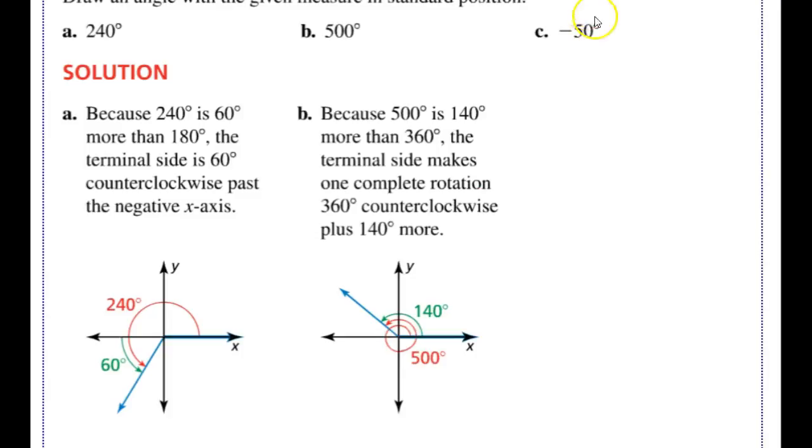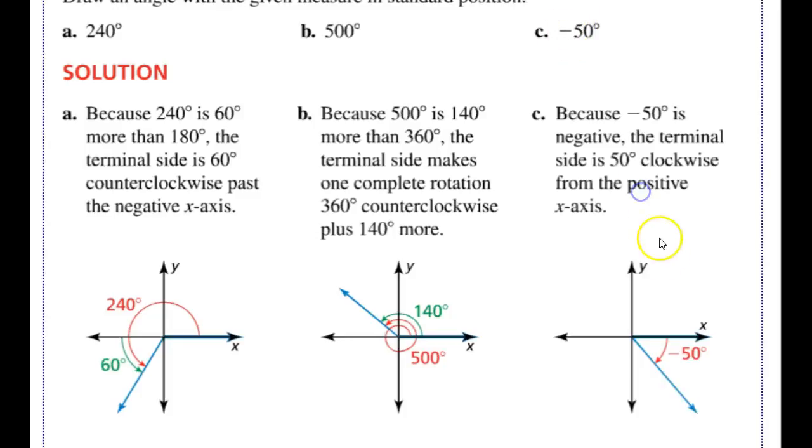So now here you see I have a negative measurement. This negative degrees tells me that I'm going to be going clockwise. It just means go the other direction. So again, I start on my x-axis and go the other direction, so I go negative, which would be clockwise, 50 degrees. And now I can draw all of these angles on my coordinate plane.